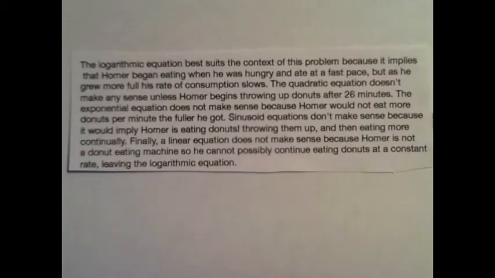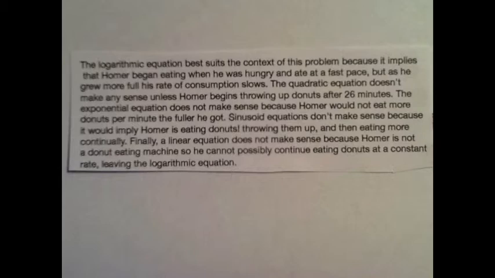The logarithmic equation makes the most sense in the context of this problem, because it says that Homer began eating donuts when he was hungry, so he ate really quickly, but as he grew more full, he ate slower and slower. The quadratic equation doesn't make any sense, because that would mean Homer had been eating donuts until he hit a maximum point and then threw them up.